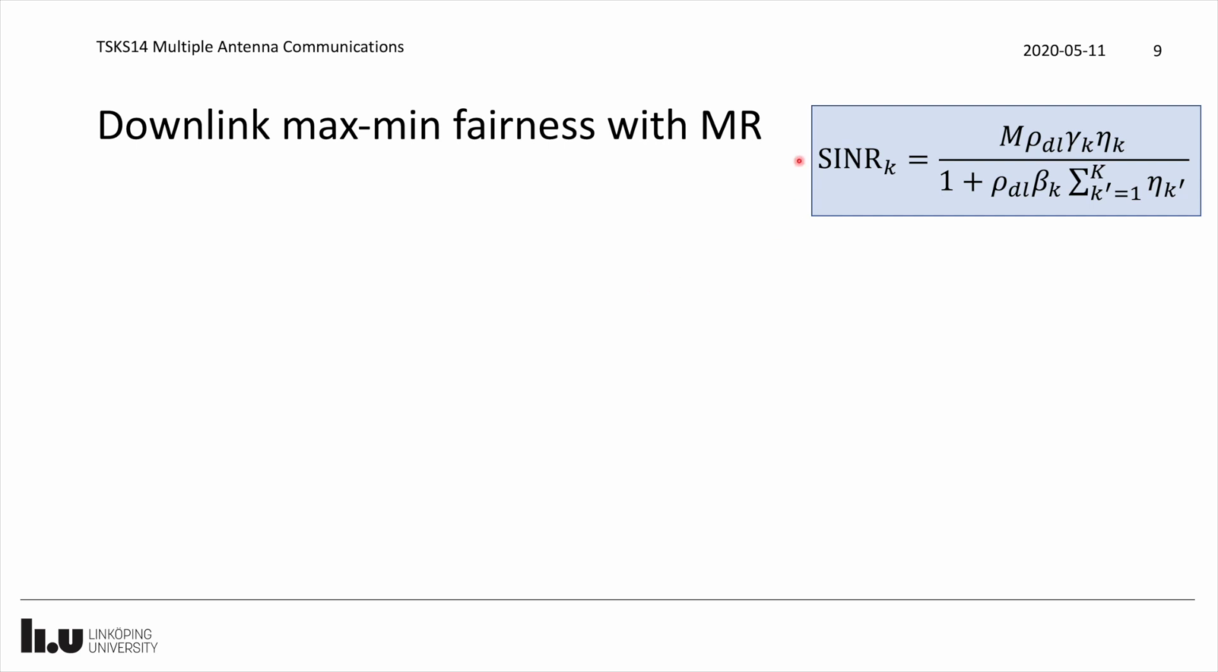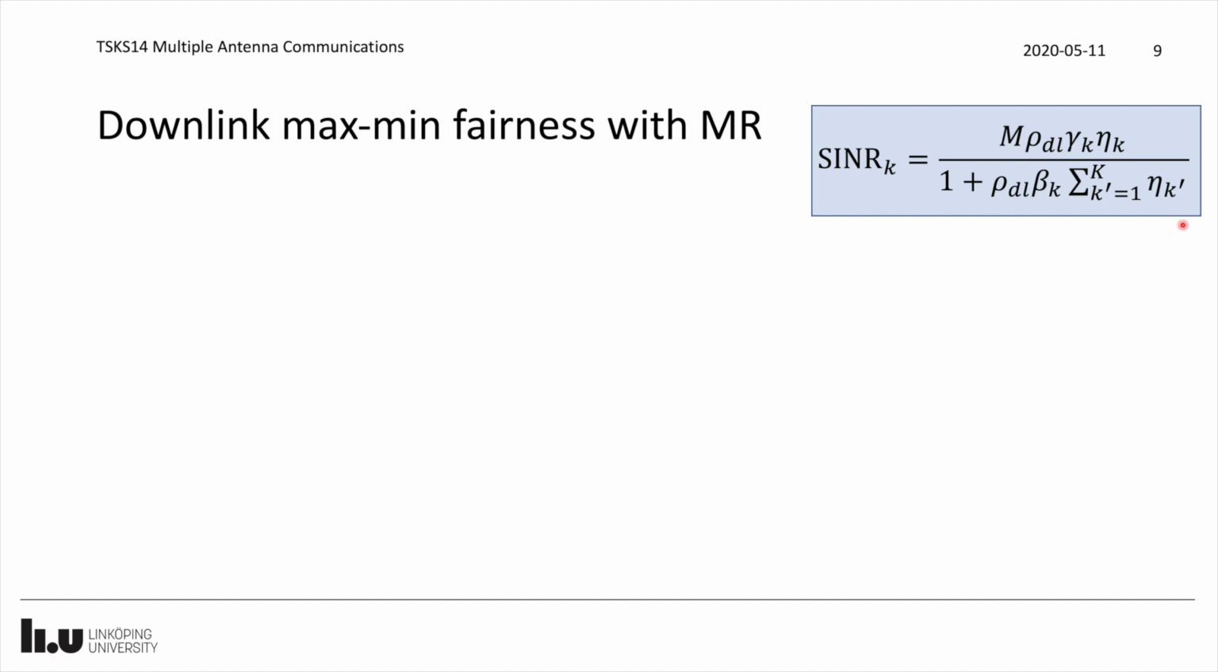And when we are using maximum ratio processing, this is the effective SINR that we're getting: M times rho downlink gamma k times eta k, over 1 plus rho downlink beta k, and then the summation over all the power control coefficients. And will there be any reason for the base station not to use the full power?